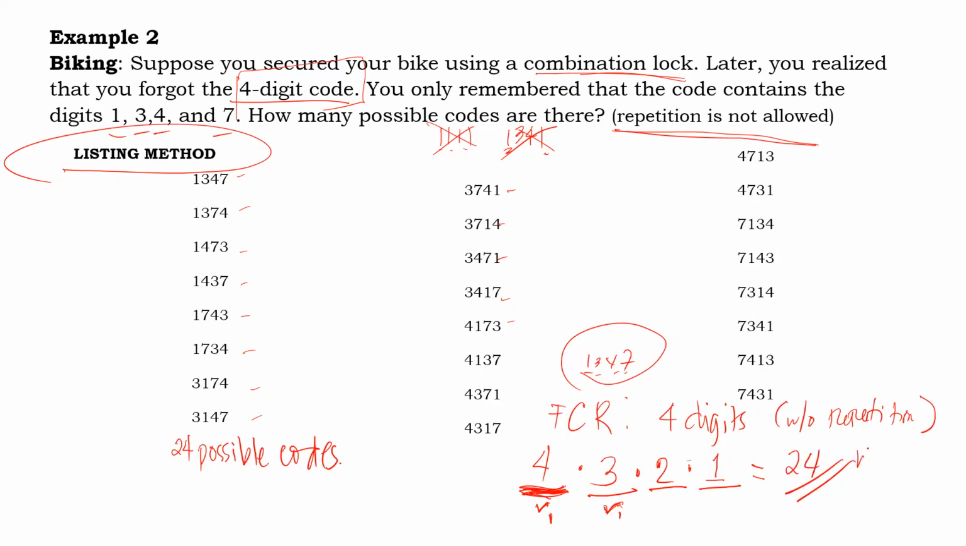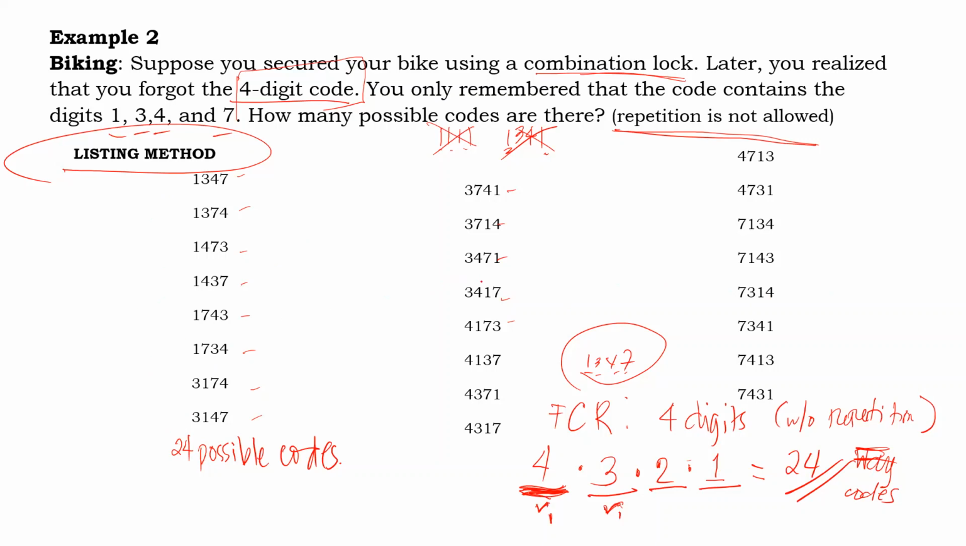There are 24 possible codes in this example. So, this is using the fundamental counting rule, and this is the listing method.